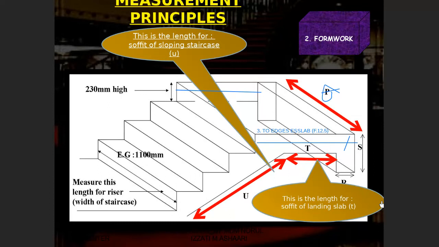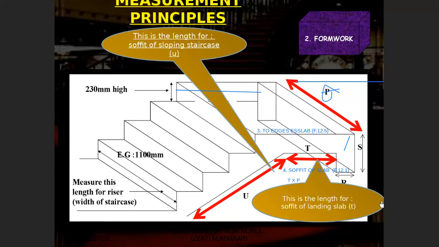Okay, F112.1, there are 3 categories, A, B, or C. So this is under horizontal. How do you want to measure formwork to soffit of the slab? You can measure according to the dimension here as T, then times with P. So the formula here is T times P. Then you get the answer in meter square.